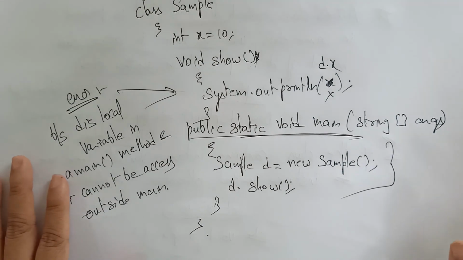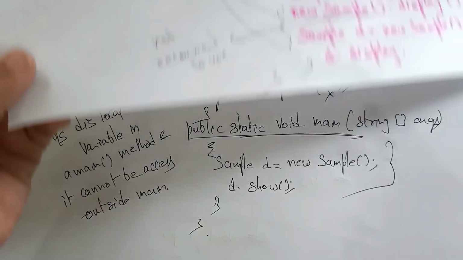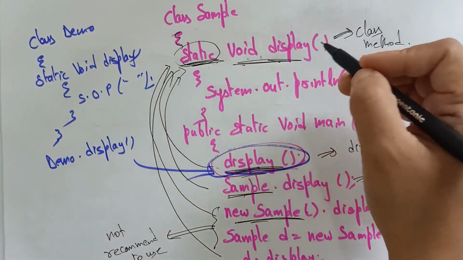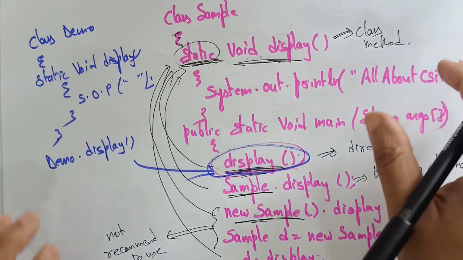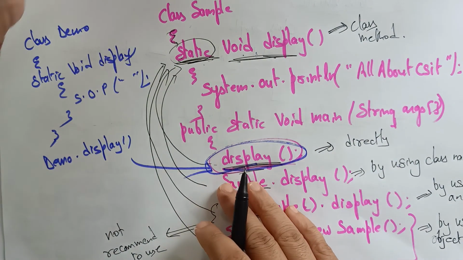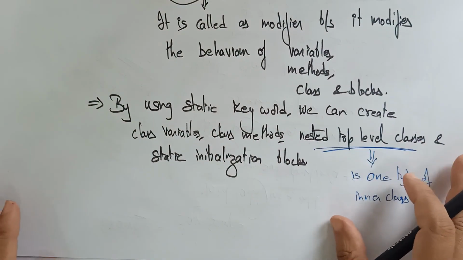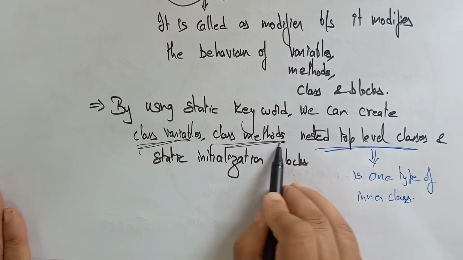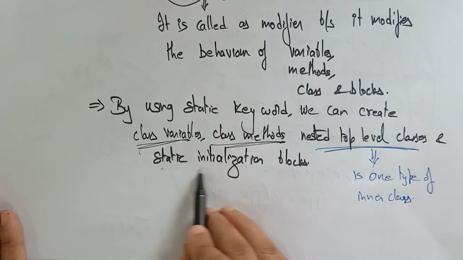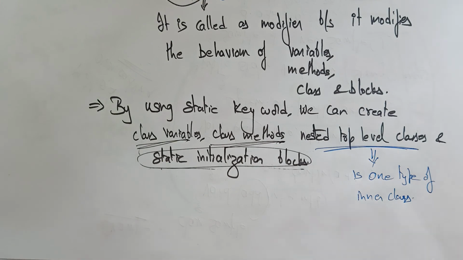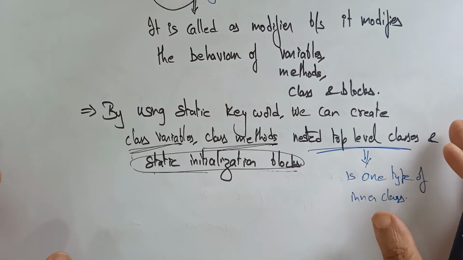So this is about the static keyword. If static is present before the method, then that is a class method. Remember that. There are different ways of using the static keyword. We can create class variables, class methods, nested top level classes, and static initialization blocks. I'll explain the static initialization block and the nested top levels, everything, in the coming videos. So this is about the static keyword.